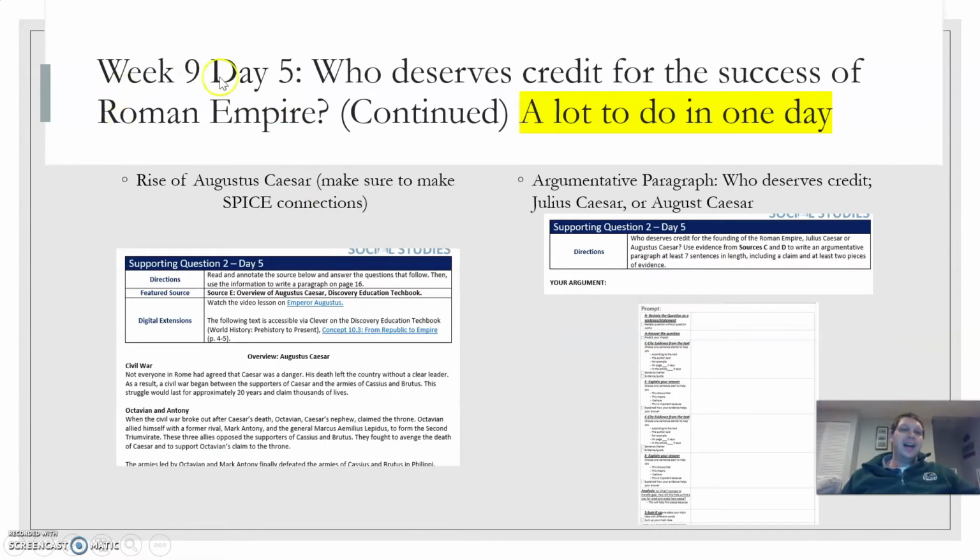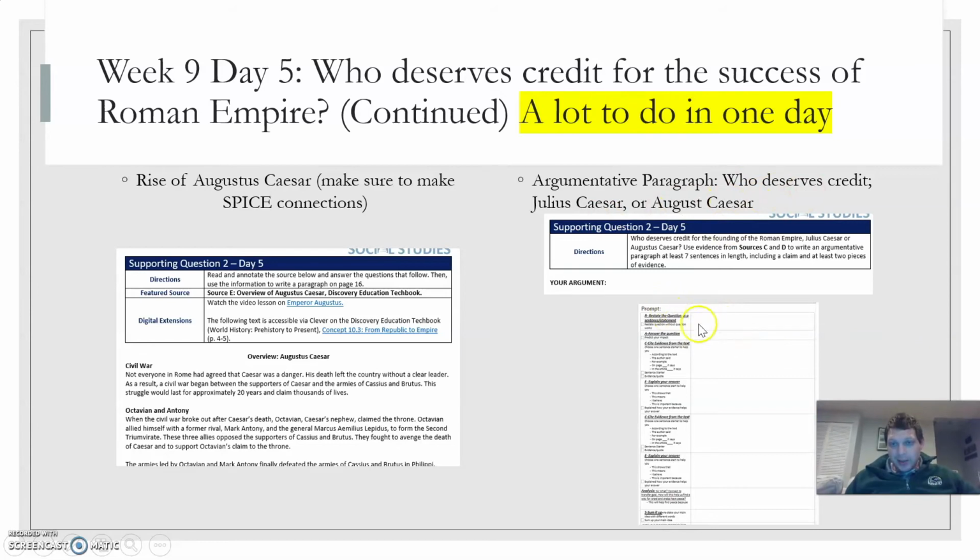Week 9, it's a continuation. Who deserves credit, and this time you're looking at Augustus Caesar. You have an overview, use SPICE again, it's going to help you. And then write an argumentative paragraph: who deserves credit, Julius Caesar or Augustus Caesar?